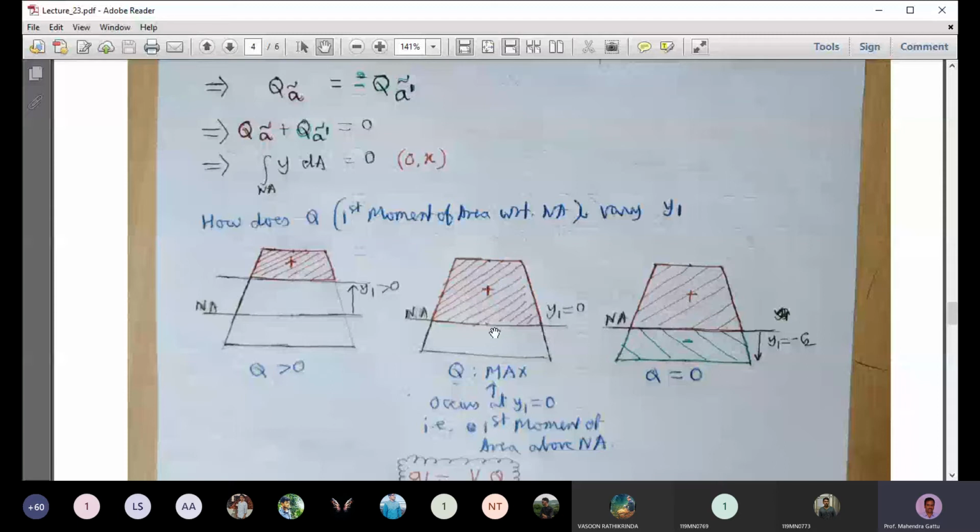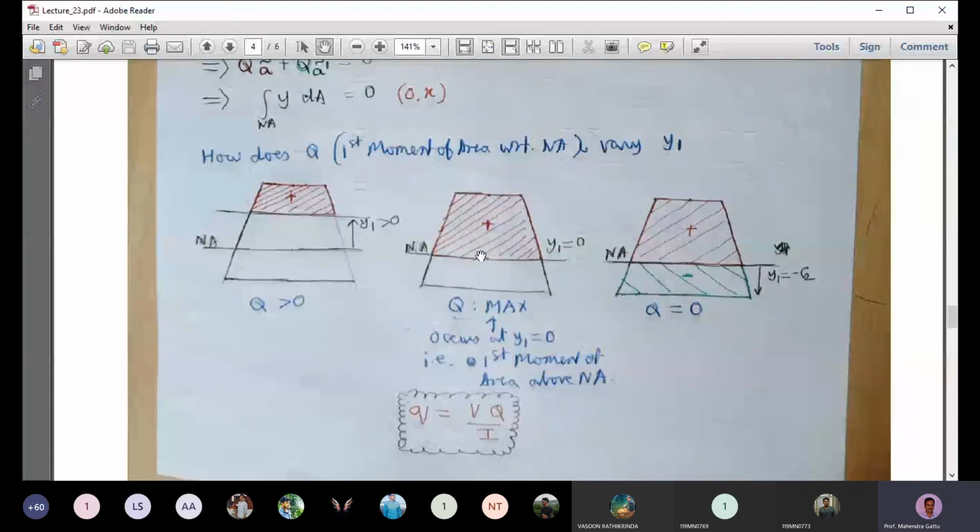And if you move further down, above the neutral axis there will be a positive contribution, and below the neutral axis there will be a negative contribution. So again the q value will start to decrease, and when you reach this line, when y1 is equal to minus c2, then this positive and negative value will balance out and they will be 0. So we'll get a q value of 0.